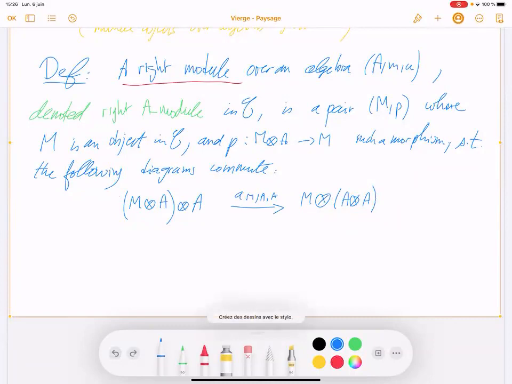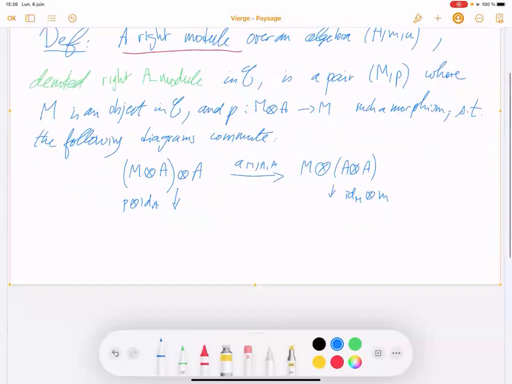So P tensor ID_A or ID_M tensor M. And we get M tensor A, M tensor A. And then we can apply two times the morphism P. And so this diagram commutes.